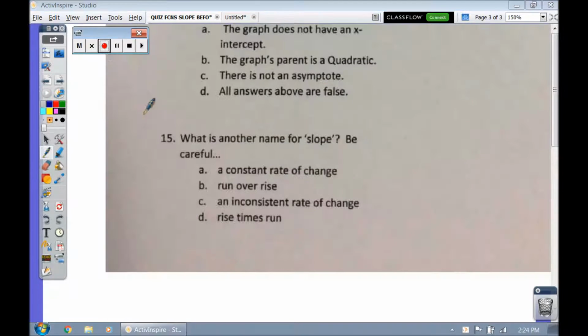And number 15, what is another name for slope? Another name for slope is a constant rate of change. If you picked run over rise, no, remember it's rise up or down first, and then you always run to the right. So it is not run over rise. It's not an inconsistent rate of change. That would not make it a straight line. That would definitely make it not linear. Rise times run, our answer's A.